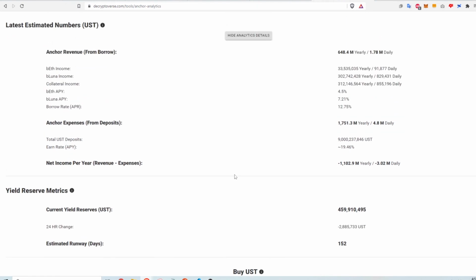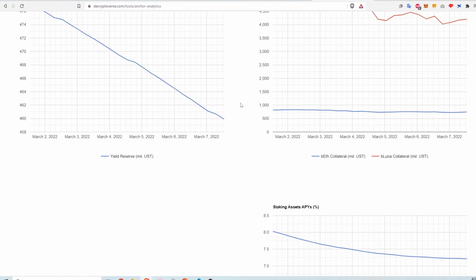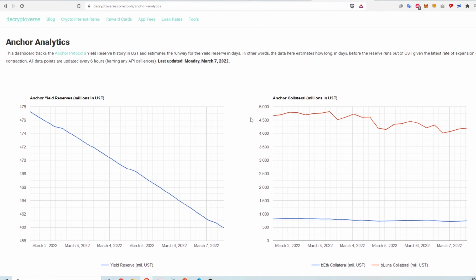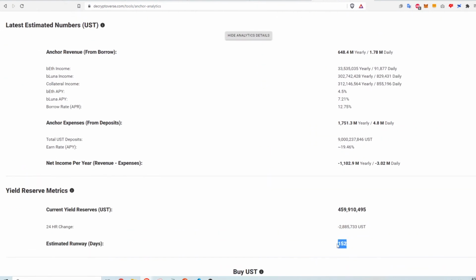So if you're interested, please check out this website that I made. I think it's helpful to see some information that the Anchor protocol official dashboard doesn't show, and it also makes this estimation calculation to tell you how many more days the yield reserve can sustain the Anchor protocol's operations.